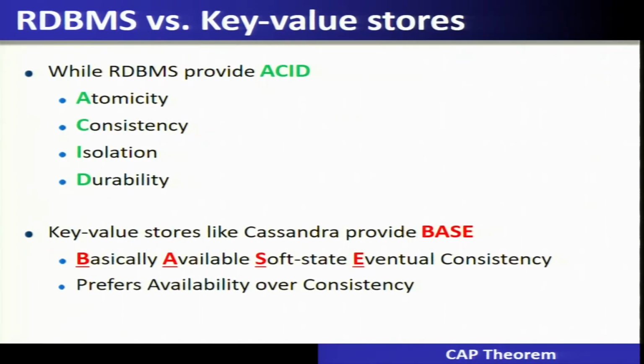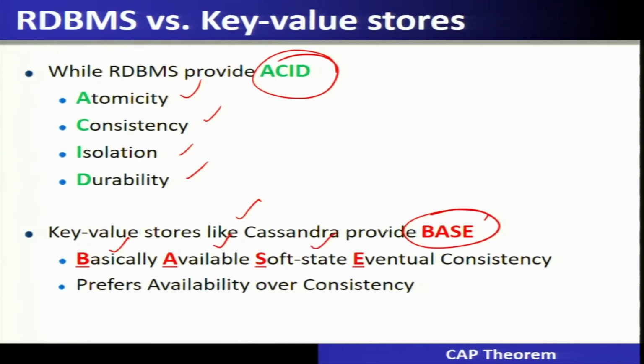If you see RDBMS versus a key-value store, an RDBMS supports the ACID properties for transactions, that is atomicity, consistency, isolation and durability. In contrast, a key-value store like Cassandra uses for transactions the property called BASE. BASE stands for basically available, soft state, eventual consistency. It ensures availability and partition tolerance, but the consistency is eventual. So, BASE prefers availability over consistency.